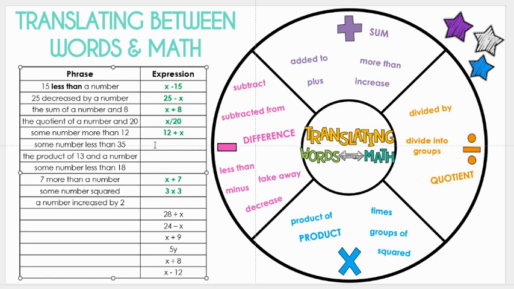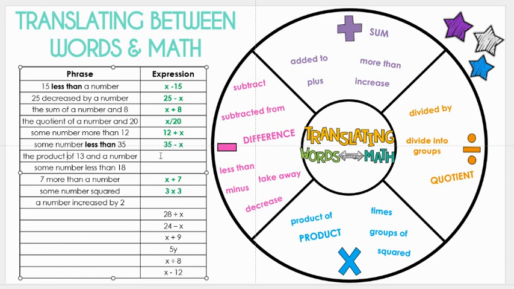Down here, some number less than 35. So a number less than 35. Some number that is, we're going to be not is less than, but some number less than. So let's pretend we wanted it to be 10 less than 35. To find 10 less than 35, we would do 35 minus 10, or in this case, the number.